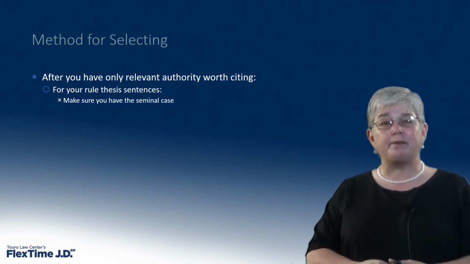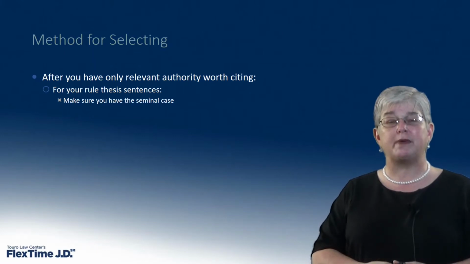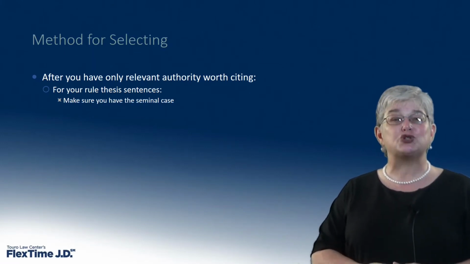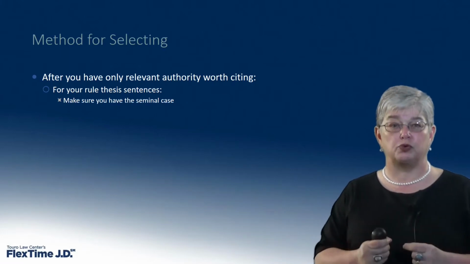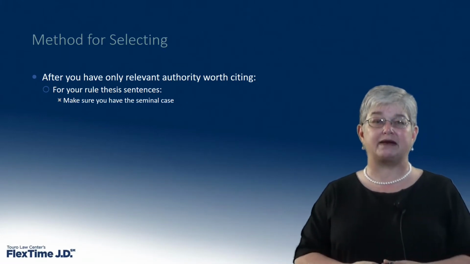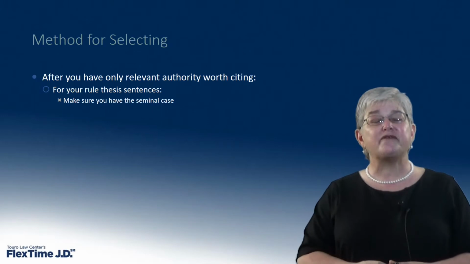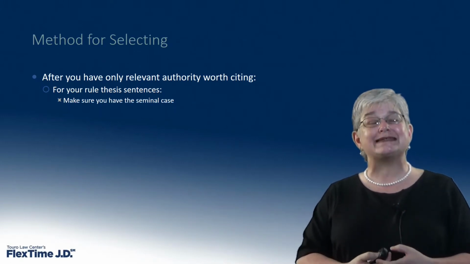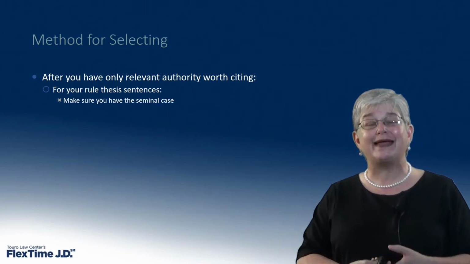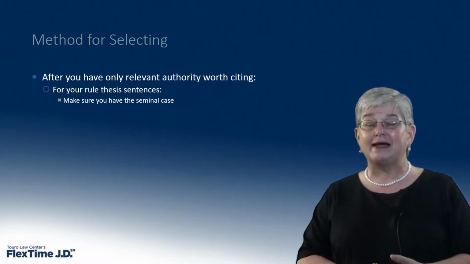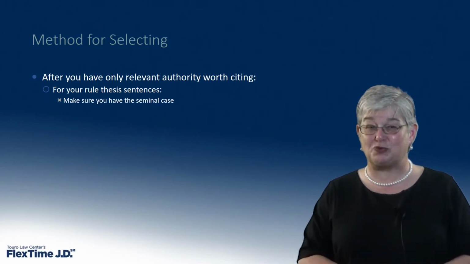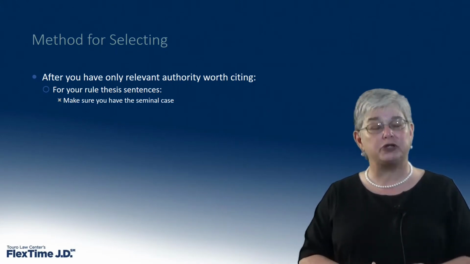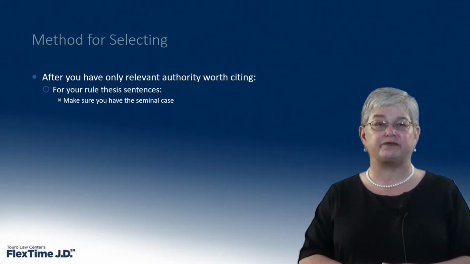In a roadmap or in a rule thesis sentence, you want to make sure you've got binding authority as long as it's available, because you're citing the law, the rule. So you want to make sure you've cited binding authority for the rule. However, for the explanation, you're just illustrating the rule. So as long as it's an illustration of the same rule, it can be persuasive authority. Again, if you've got binding authority, you definitely want to use that for the explanation. But if you don't, you can rely on something persuasive.